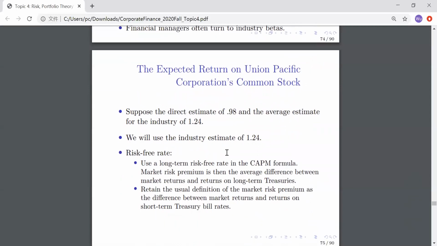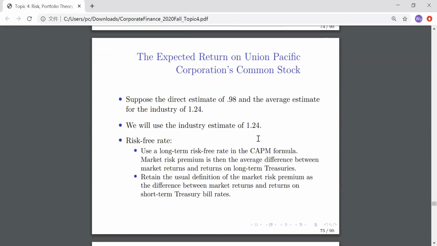So suppose that we can estimate individual firms' beta. We can also use industry average, right? For different firms, we can calculate industry average. Here, let's suppose that we use the industry average 1.24. So we already get the beta estimate. Now the rest we need to do is just plug into the CAPM model, and then we get the individual stock return. Now, another complication is about the risk-free rate, right?